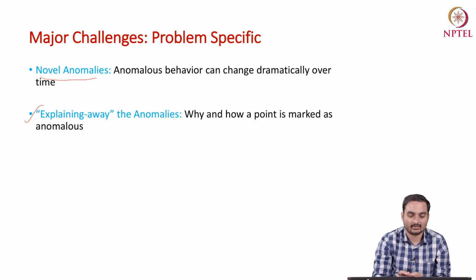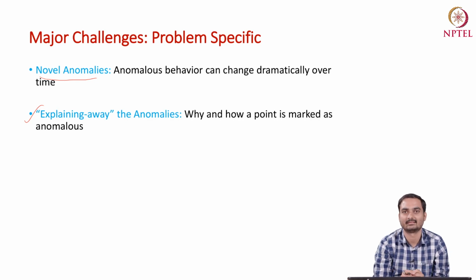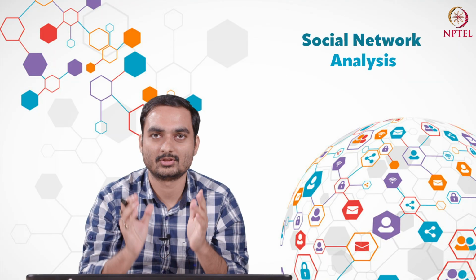Okay. So these are the major challenges, these are the major opportunities, I would say, and therefore this problem is extremely interesting in the context of data mining as well as social network analysis. So hopefully I was able to motivate you why outlier detection is an important problem, anomaly detection is an important problem. So we stop here.